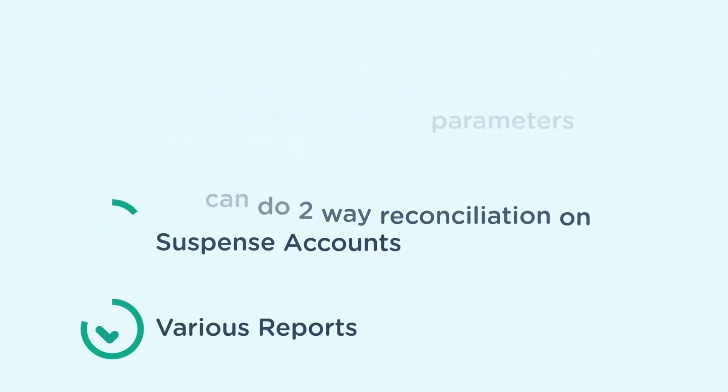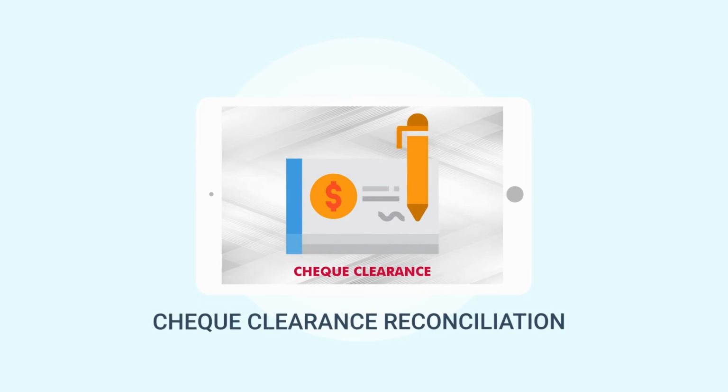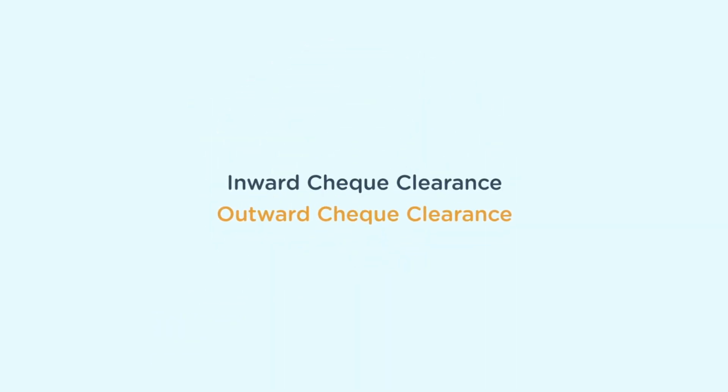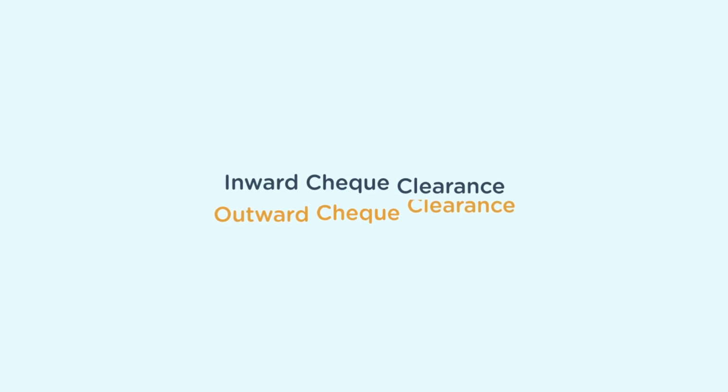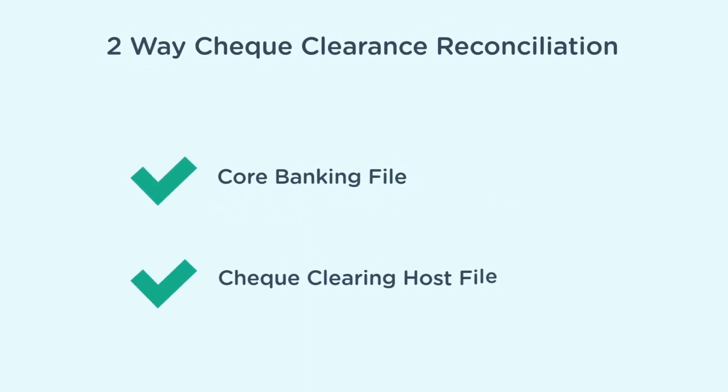Okay, let's see about check clearance reconciliation. There are two types of check clearance transaction: inward check clearance and outward check clearance. We can do two-way reconciliation on check clearance for core banking file and check clearing host file. And again we can get various extensive types of reports here.